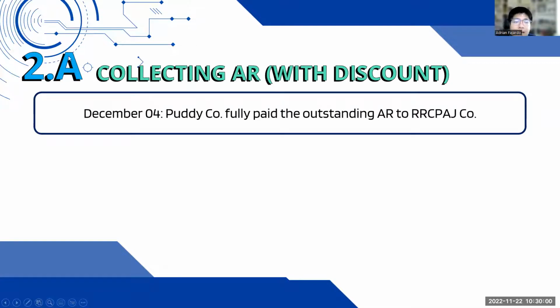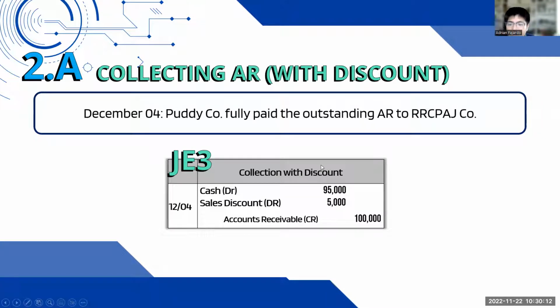So, for example, let's say collecting AR with discount. On December 4, Padico fully paid the outstanding AR to RRC Pudge Co. So, how did we compute for this? Yung AR natin was 100,000 because 120 yung initial pero nag-return sila ng 20 na SRA. So, our balance is 100,000. Now, our AR is 100,000.